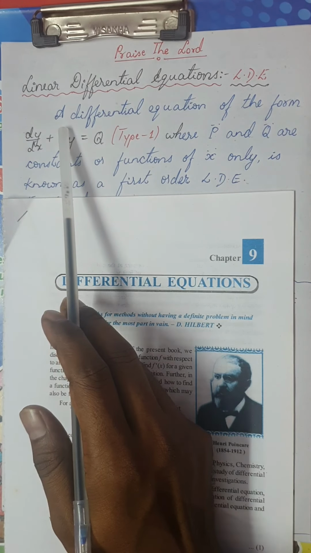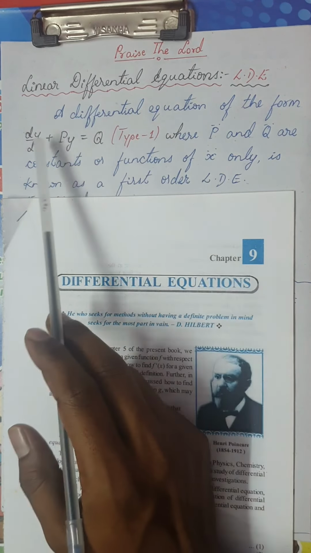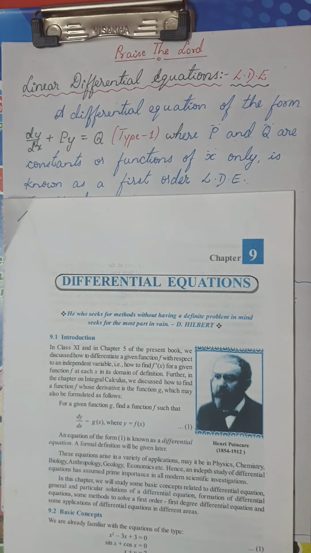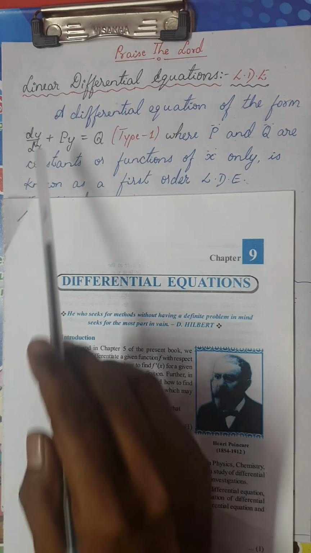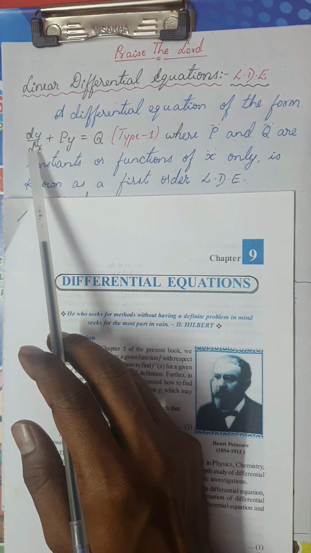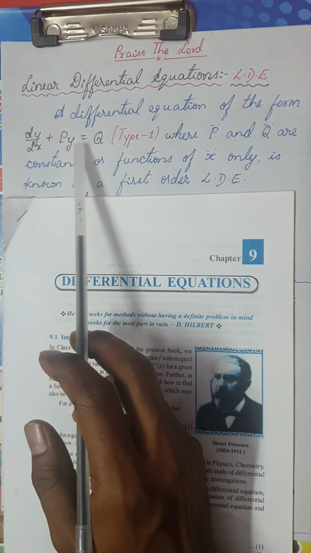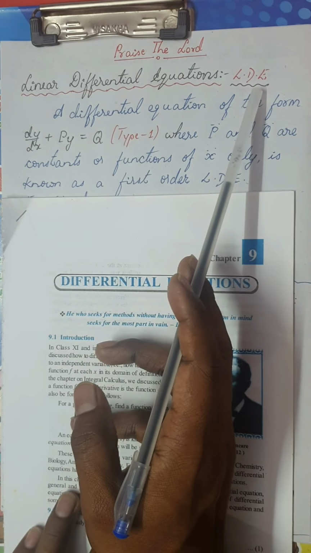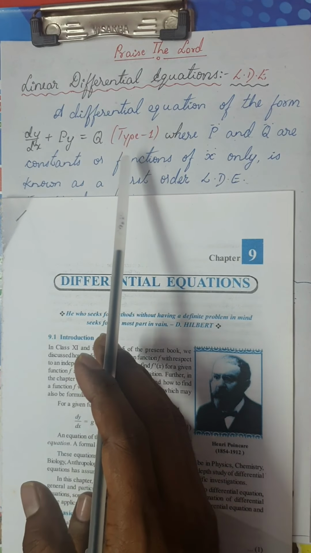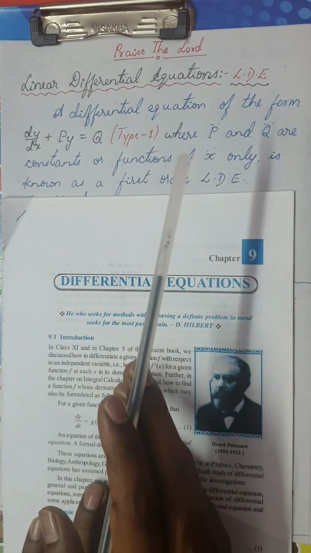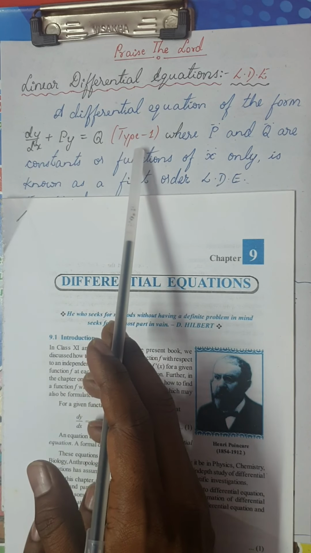So, a differential equation of the form, look at the statement here: dy by dx plus p into y is equal to q. Now there are two types of linear differential equations. Let us first solve type 1 and later look at type 2. Type 2 is very similar to type 1.